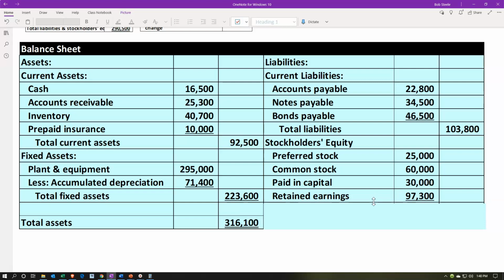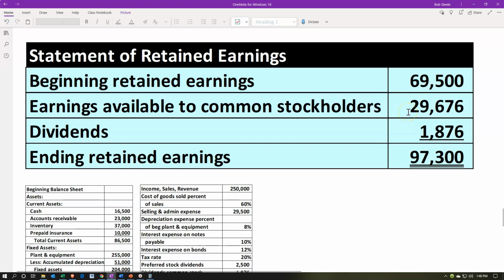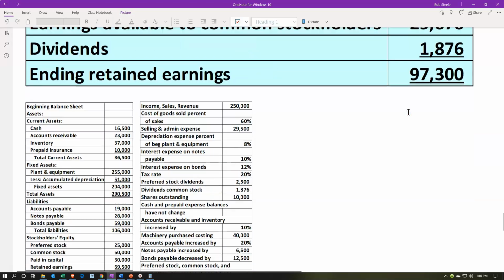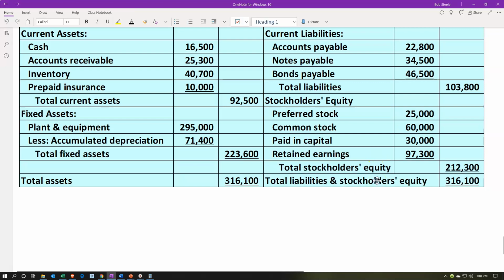Then we're going to have the retained earnings, and this, of course, is the key number now that we're tying into the statement of retained earnings that we calculated up here, which includes a $29,676, which is tying into the income statement, which we calculated on the income statement. So then we got the retained earnings, and then that's going to give us the total stockholders' equity, which is the $212,300. Then the total liabilities, the $103,800 and the $212,300, is going to give us the total liabilities and stockholders' equity, the $316,100. Therefore, assets equal $316,100, as do total liabilities and stockholders' equity, $316,100.